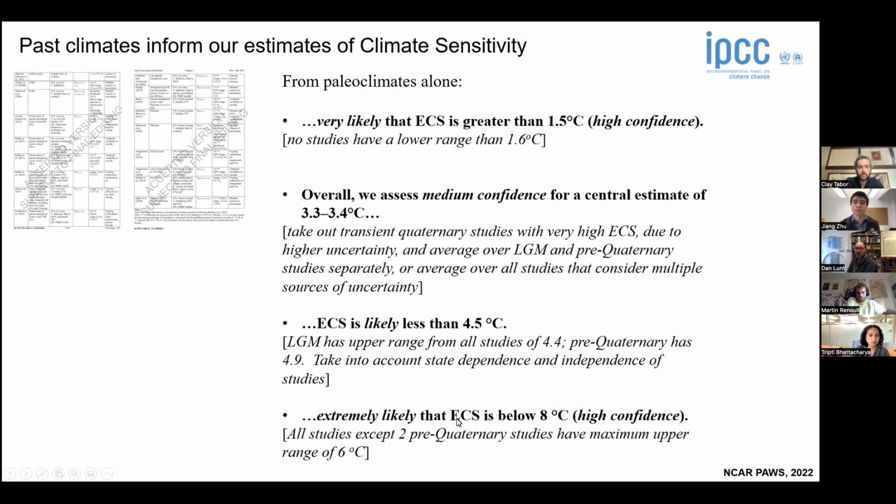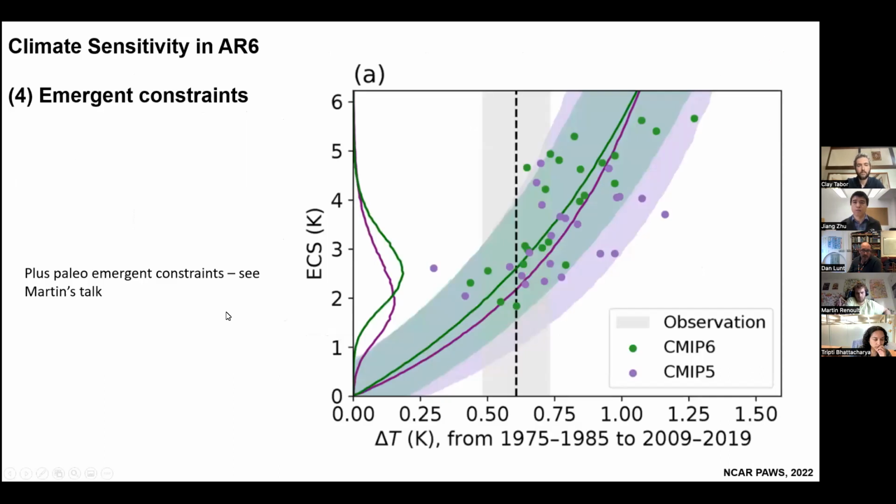Also, if you exclude those pre-Quaternary studies, the evidence was that it was extremely unlikely, which I think is the 95% confidence, that the ECS was below 8 degrees. So that was our overall assessment from the paleo data, that third line of evidence. The fourth line of evidence was from emergent constraints, but I'm not going to mention these at all, because I'm sure Martin will give us a very good introduction to those.